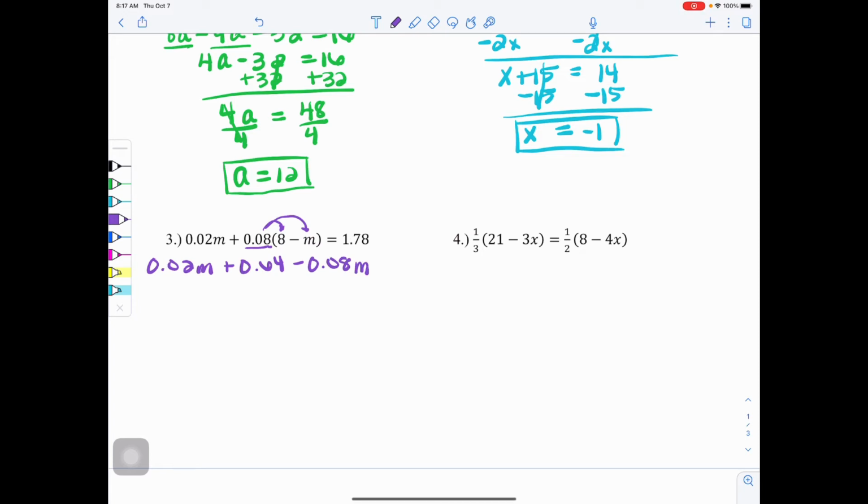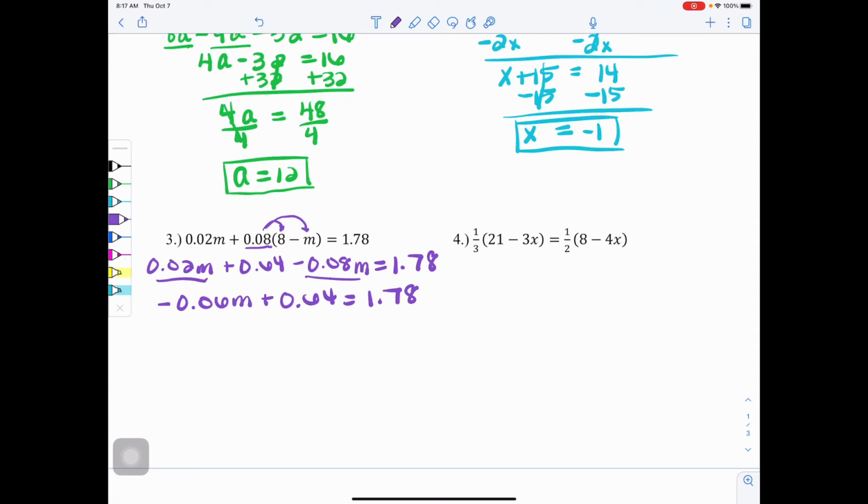0.08m equal to 1.78. After I distribute, I look for like terms. I don't have any on the right-hand side because that's already as simplified as it's going to get. But on the left-hand side, I can combine my m's. So I would get negative 0.06m when I combine those together. And then I still have my plus 0.64 here and 1.78.